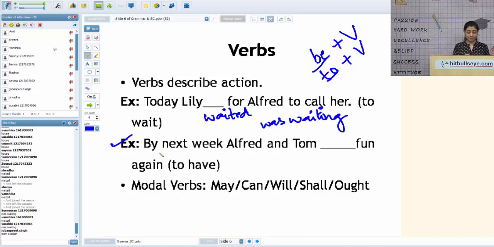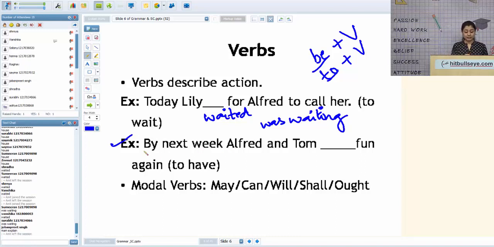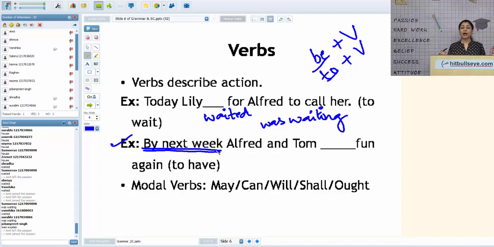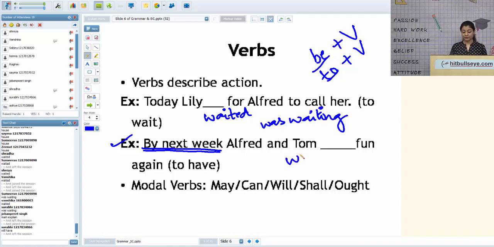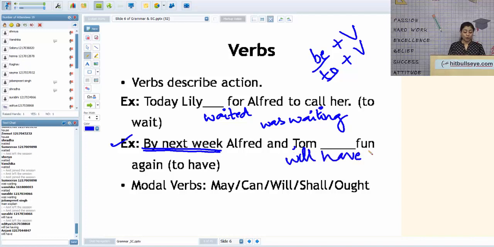Moving on to the next example, by the next week. I hope you see the context clearly. It's talking about the next week, so something that is yet to happen. It's talking about the future. So what do you guys think could fit in the blank here? Yes, will have. Perfect. Moving on, I hope this concept is pretty clear. It's very simple, just the forms of verb.